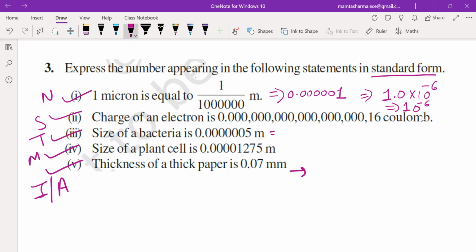Ananya, what happened? Ananya, it would be 10 raised to power minus 2, not plus 2. Got it? I told you that if you are converting decimal to exponent form, minus exponent would come. Okay, ma'am.